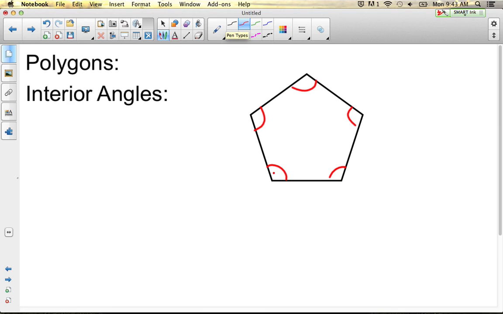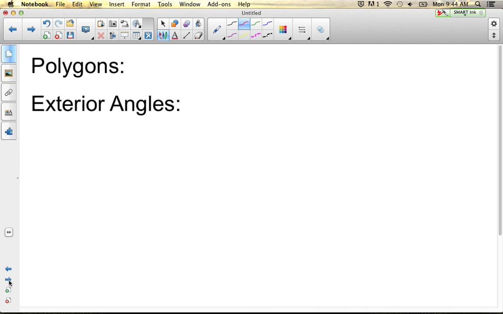So we should have 1, 2, 3, 4, 5 interior angles. Let's move on to exterior angles. If we have a polygon, let's go with that pentagon again, 5 sides.